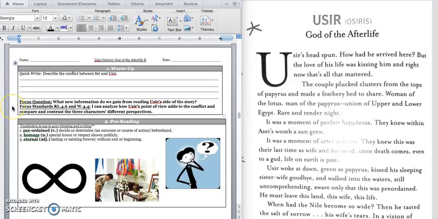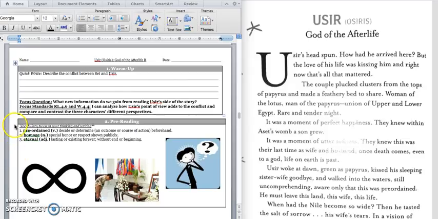It says, what new information do we gain from reading Usir's side of the story? And so in guided reading, we've been focusing on point of view and what that means. And today we're going to compare and contrast Usir's point of view to Aset and Set's point of view.